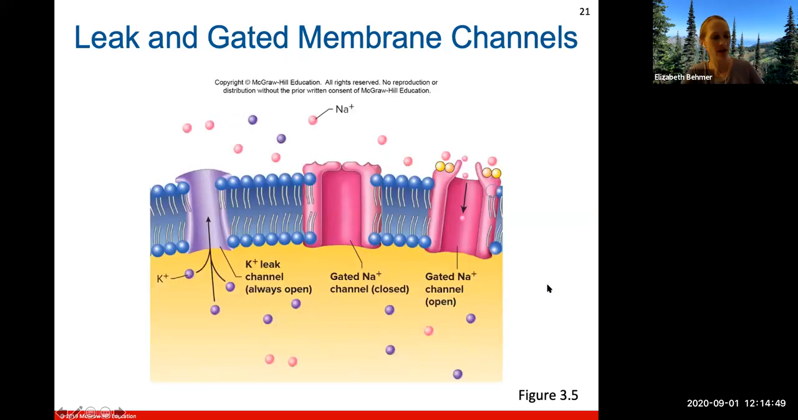Leak and gated membrane channels. This is just showing a picture. Let's see, a gated channel, you can see here there's a close and open functioning to a gated channel. And a leaky channel is constantly open and things will just leak in and out of it. So that's just the difference between a leak channel, it's always open, and a gated channel will have a gate mechanism. And again, these are channels that help things pass through that phospholipid bilayer that are ions, or they are non-lipid soluble.